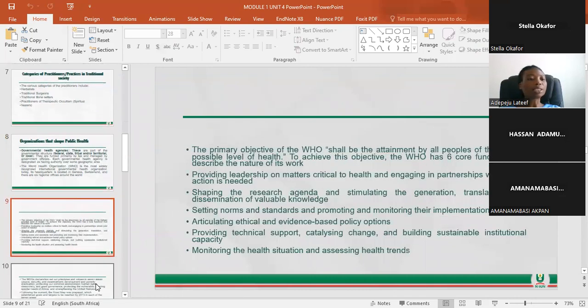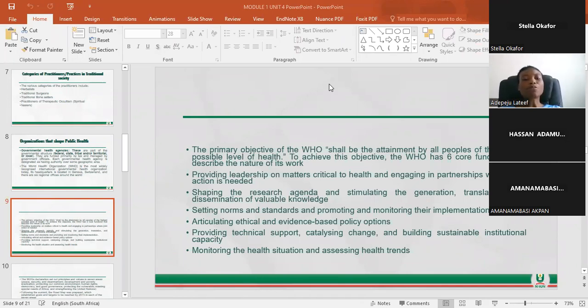You are as Naomi. So we see that they have different regional offices. You need to look at it. There are mainly 6, of which the African region is part of them.